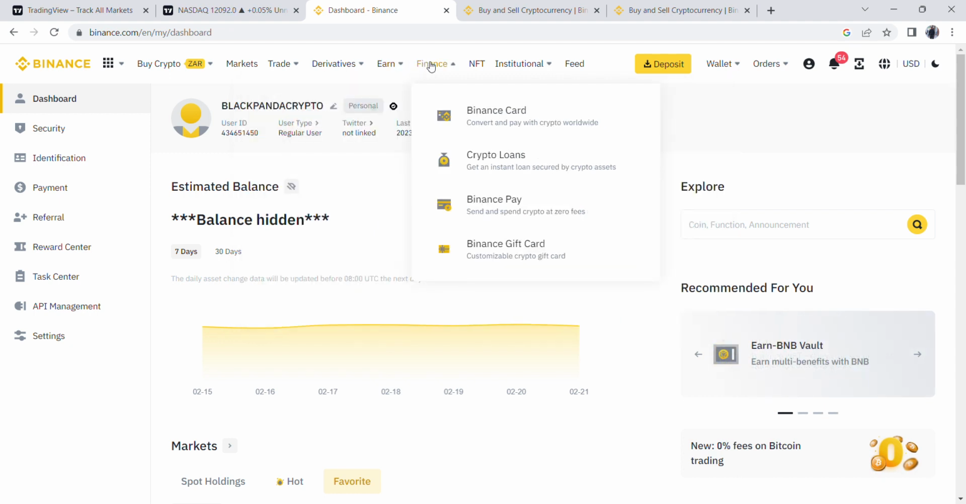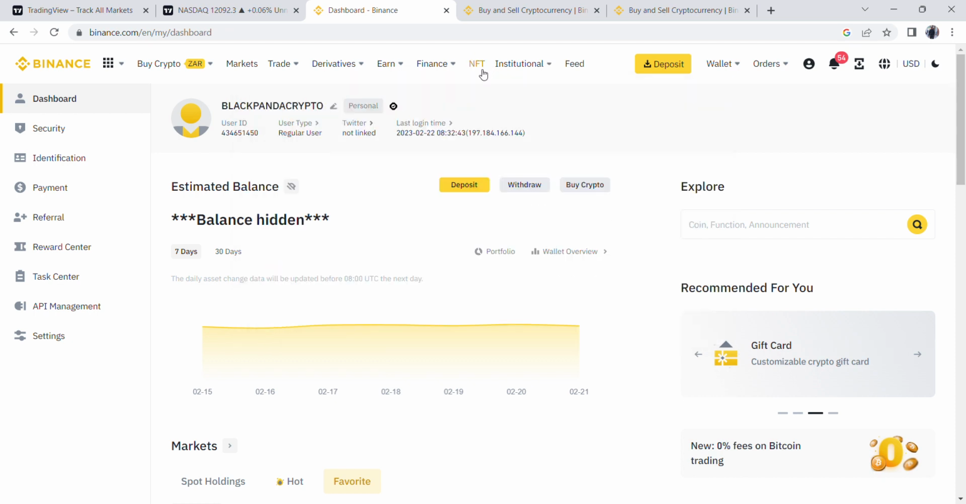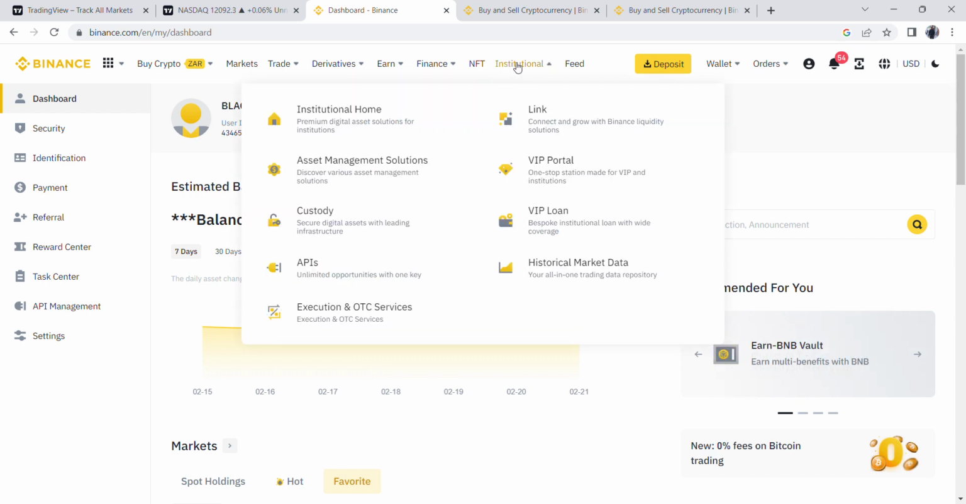Then finance, you have the Binance card, convert and pay with crypto worldwide. We have crypto loans, we have Binance Pay, we have Binance gift cards. Then we also have the NFT section where you can upload your NFTs, sell your NFTs, you know the vibe. Then this is for institutions. I never really used this part of the application.